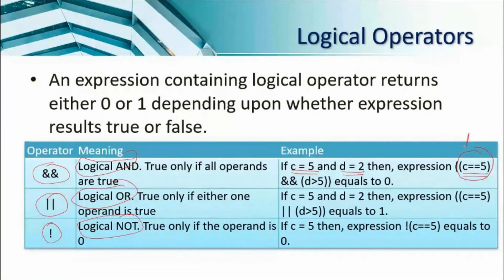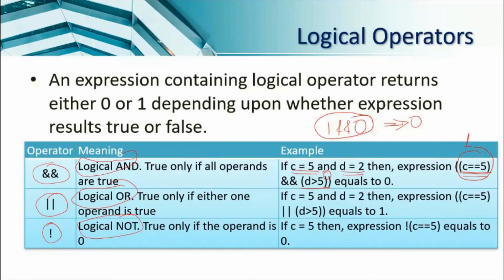Since this is true, this is evaluated to 1. And this is the logical AND, the double ampersand. D greater than 5: D is not greater than 5, so this evaluates to 0. So what it evaluates is 1 and 0, and this gives you the result of 0, because what it checks is whether this condition as well as this condition, these 2 relations, are true or not.